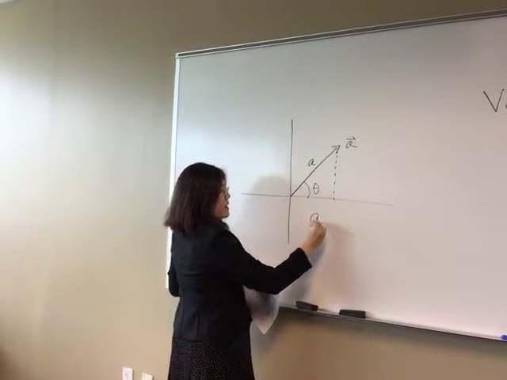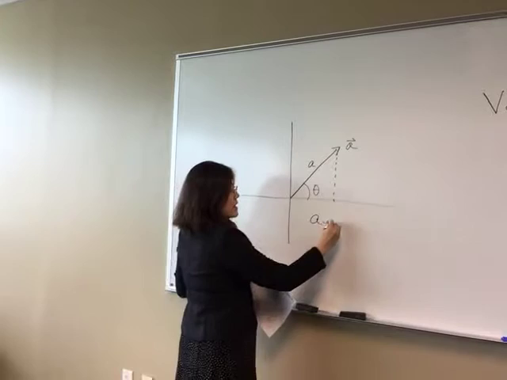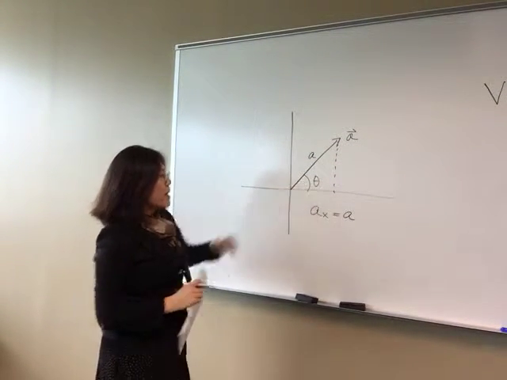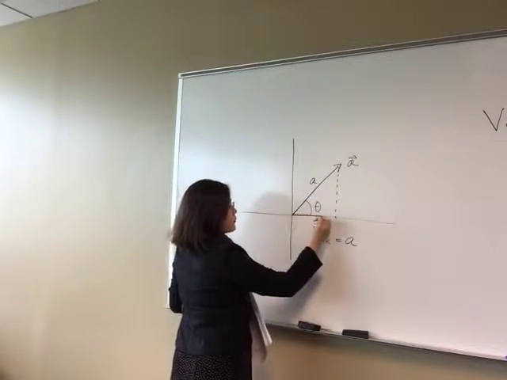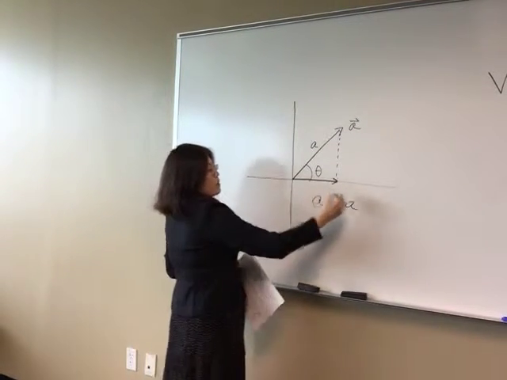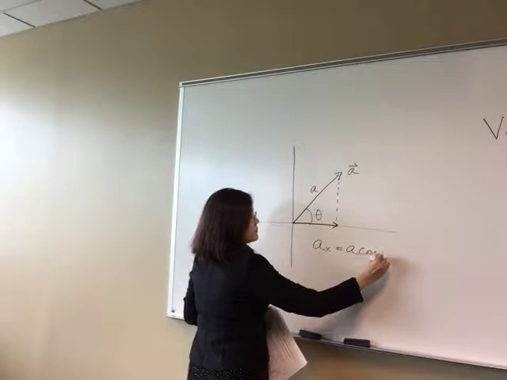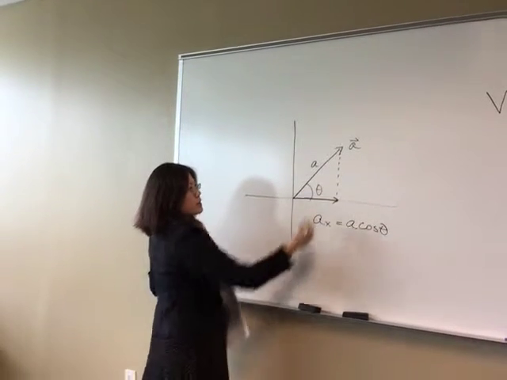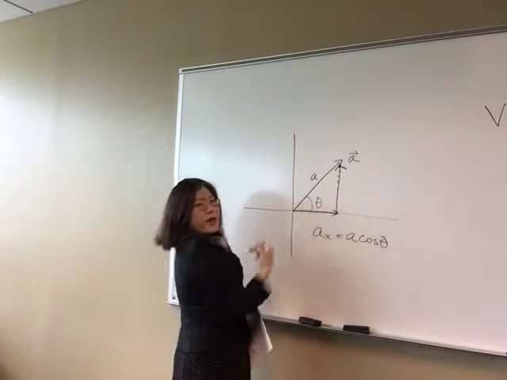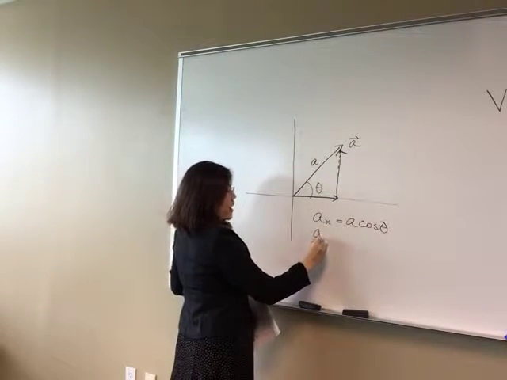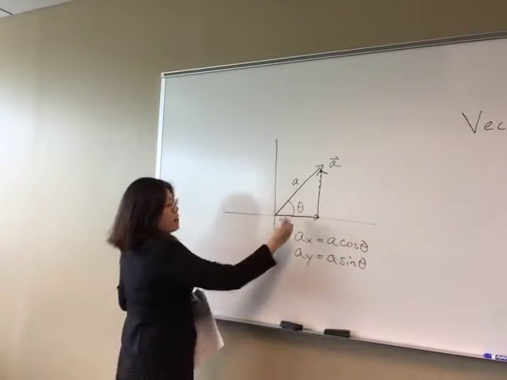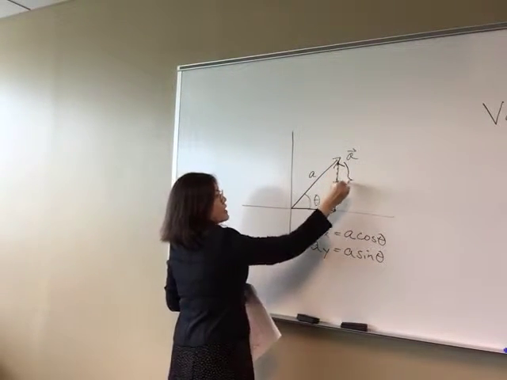So your A sub x, the x component, is the vector magnitude A times, with this angle theta, the x component is adjacent to the angle, so it is cosine. So it is A cosine theta. And then what about your y component? Your y component is this component, and that's opposite the angle. If it's opposite the angle, then the y component is equal to A sine theta. Okay? So you have your A sub x here, and then you have your A sub y here.